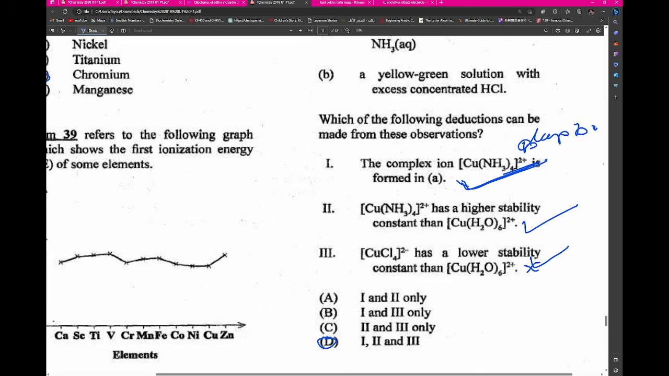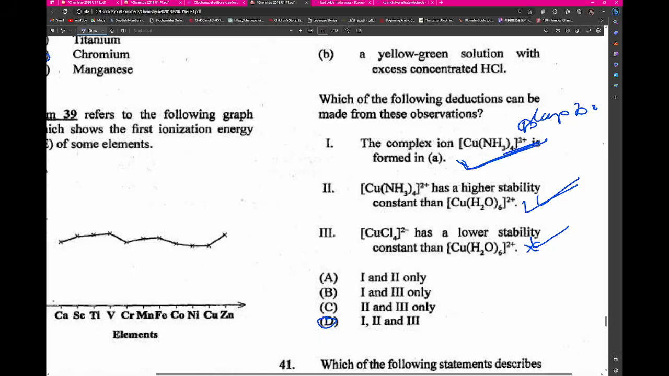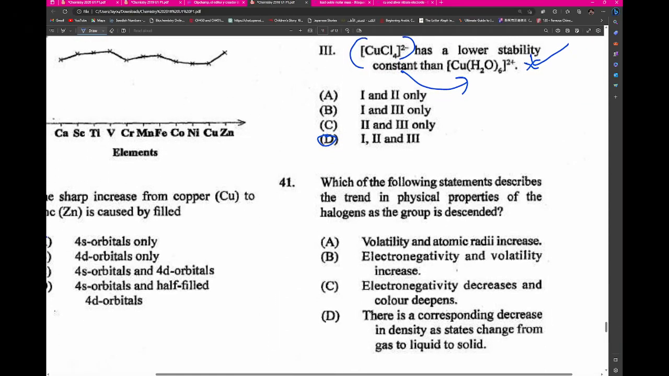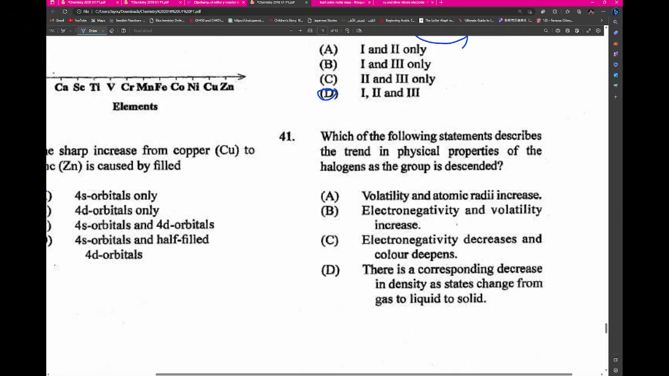Here, it forms this because it has a higher stability than water, so this is an automatic given as well. But if we're going to say a yellow-green solution with excess concentrated acid, that means that this complex is less stable than this complex, wouldn't it be? Because the yellow-green solution remains itself, which is hydrogen chloride. Because it should give us a blue color with copper ions, the copper hexahydrate, right? Or aqua copper, right?